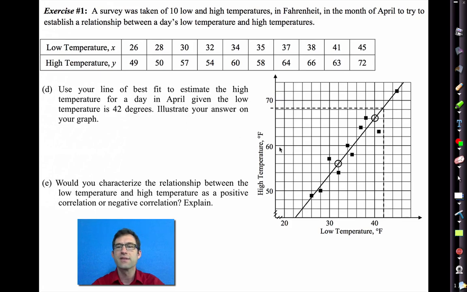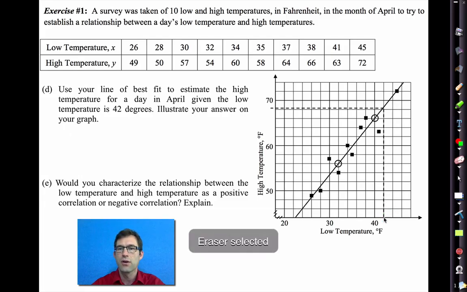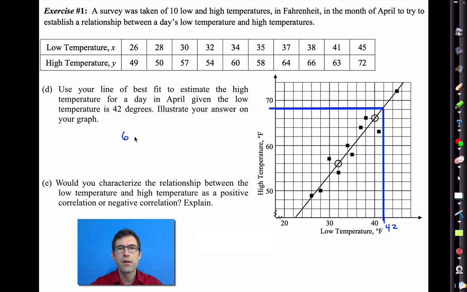Now, I've already kind of done this in a certain sense, but the idea is we would come over here. Let me change back. I don't like the green so much. We'd come over here to 42. And then from 42, actually, let me go blue here. From 42, we would go up to the line, right? And then we'd go over. And granted, it's maybe not perfect, but it basically looks like it would come out to be 68, right?